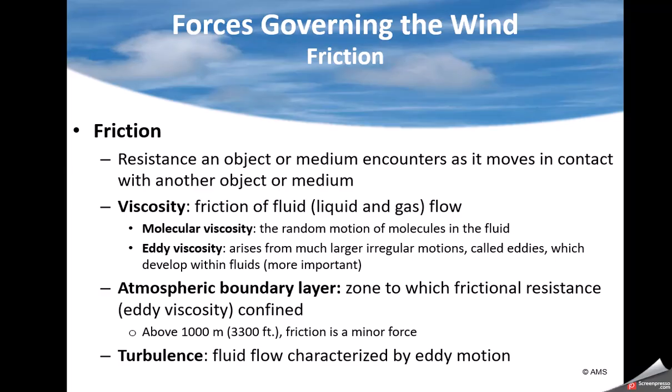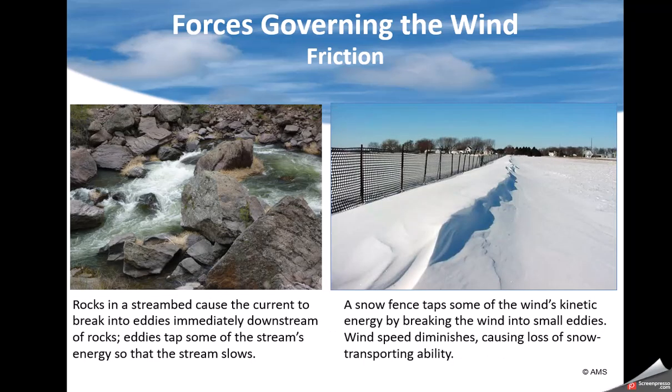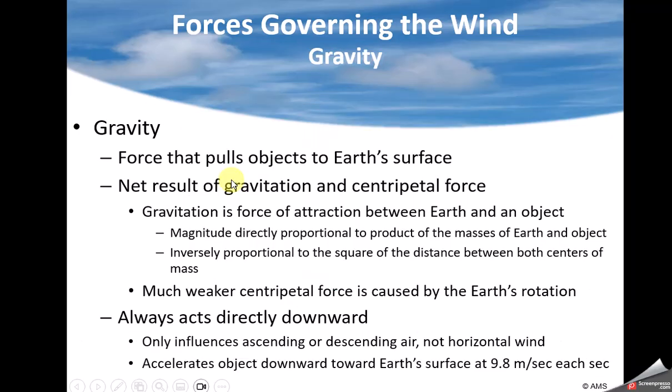And as you go up in the atmosphere, we get turbulence. When your plane is rocking all over the place sometimes, that is caused by this friction working its way up through the atmosphere. You can see friction here from the snow fence, water bubbling over the creeks.